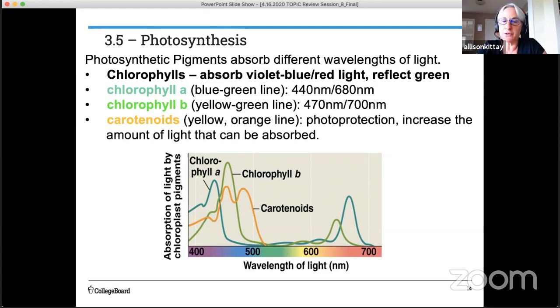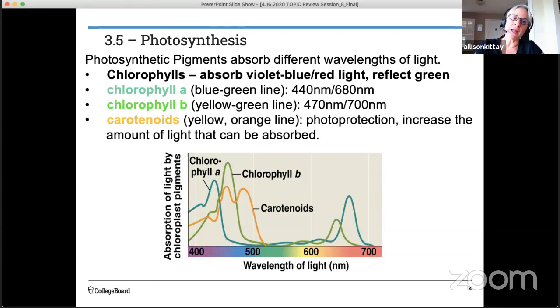We have chlorophylls, and there are two kinds. Chlorophyll A, which in that image is the blue-green line, you can see has two peaks. It will absorb maximally at about 440 nanometers and again at 680 nanometers. And chlorophyll B is that green-yellow line. It's kind of an olive color versus the blue-green, and it absorbs at 470 nanometers and again at 700 nanometers. Notice, however, that where the two green lines are lowest is in that range of green light, and that tells you that they reflect green light.